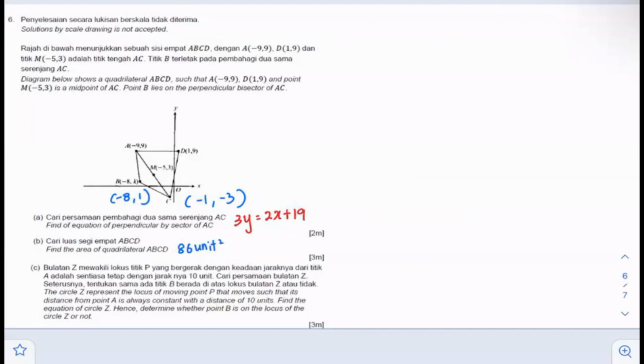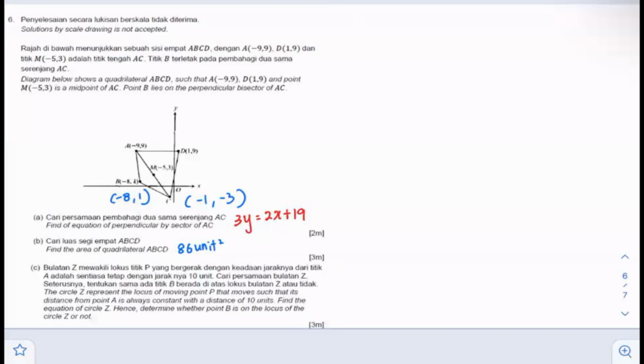So next, we have a circle, which is a locus of point P. And point P is moving such that its distance from point A is always 10 units. So you'll have a circle like this. And from here to here is 10, which means the radius of this circle is 10. So we need to find the equation of the circle. Then we need to determine whether this point P lies on the circle or not.